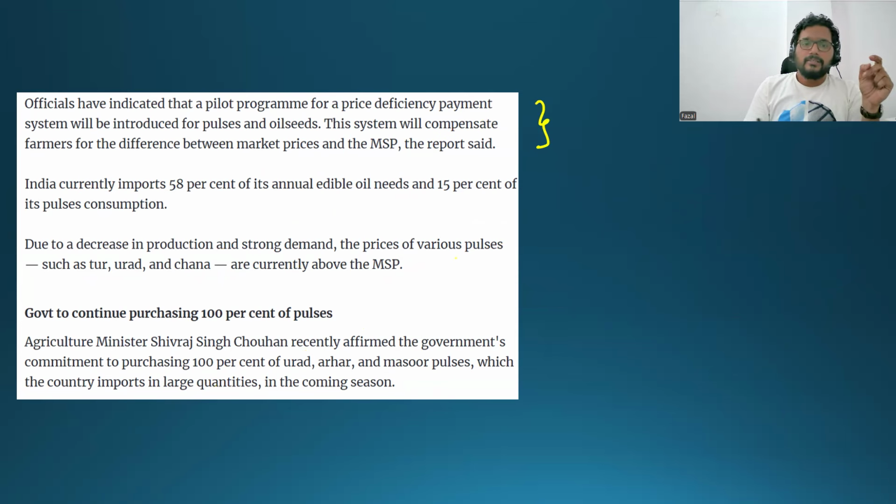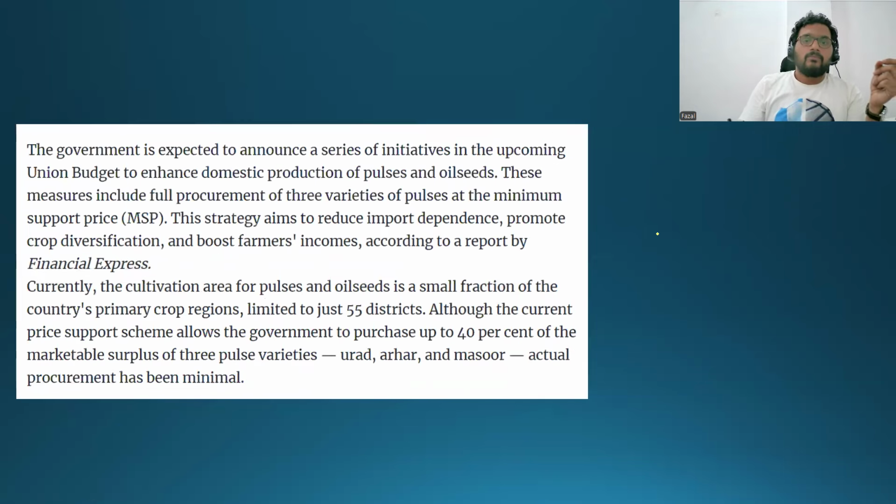And due to the decrease in production and strong demand, the prices of various pulses such as this one are currently above the MSP, because more demand is there. Obviously, you have to increase production and supply with the MSP that the government is trying to provide. And very importantly, cultivation area for pulses and oilseeds is a small fraction of the country's primary crop region, limited to just 55 districts. So this you have to read for your exam.